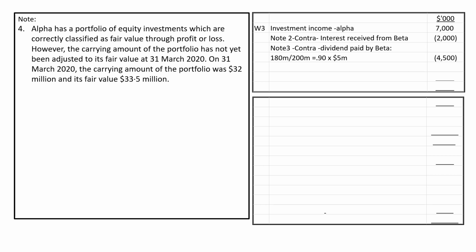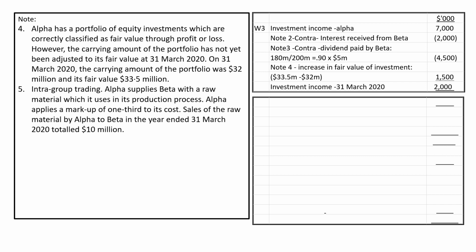Where this adjustment would take place is on the investment account or income of Alpha, which we've done some workings on. Working 3, we had an original figure of 7 million. We reduced it by the interest received from Beta of 2 million and also the dividend paid by Beta by 4.5 million. And we add in the increase in fair value of the investments of 1.5 million, and that gives us a total that will go to the consolidated income statement for investment income at 2 million.